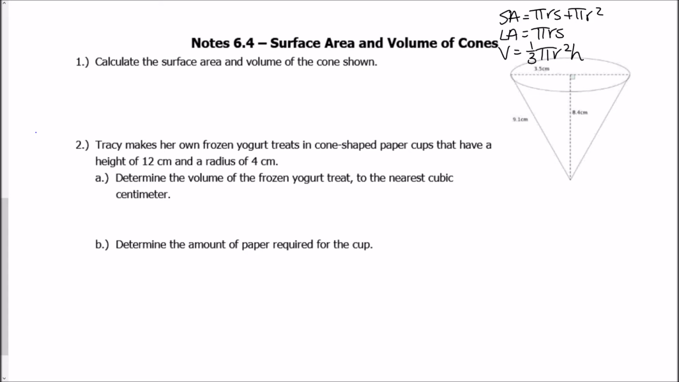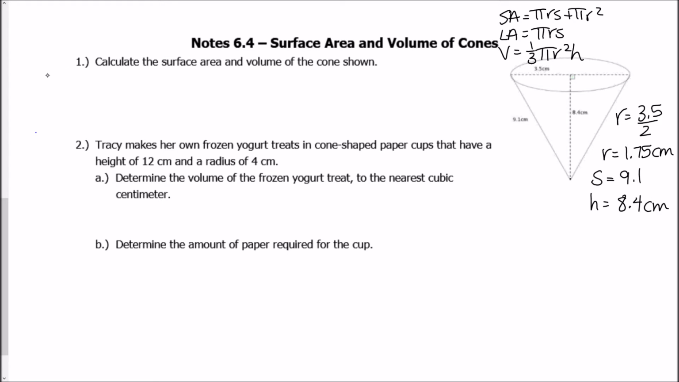All right, awesome. So in question number 1, it says calculate the surface area and volume of the cone shown. Since it says the surface area, it's the full surface area, so we're going to use the full surface area formula. But taking a look at this, I want to identify what r, s, and h are. It tells us that the full diameter is 3.5, so the radius is going to be half of 3.5, so our radius is 1.75 centimeters. It tells us that the slant height is 9.1, and that the actual height from the center of the base to the vertex is 8.4 centimeters.